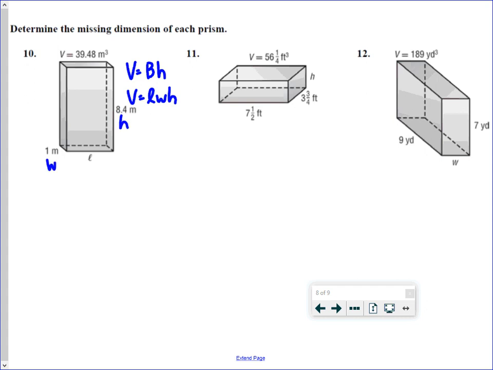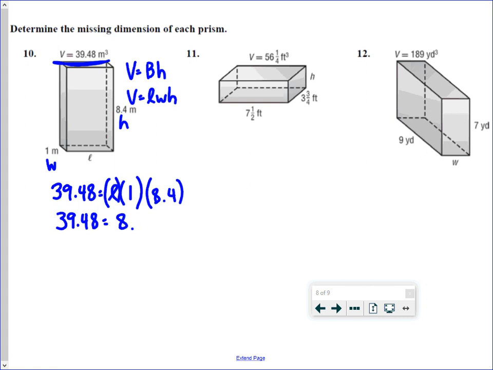But remember, this is not on your star chart. So if that's too hard for you, just think of 1 times, so it would look like this. Length times 1, well, they gave us the volume, so we can fill that in. So our volume, which is 39.48, so 39.48 equals our length times our width times our height, which is 8.4. So our volume, 39.48, is equal to 8.4 times the length.